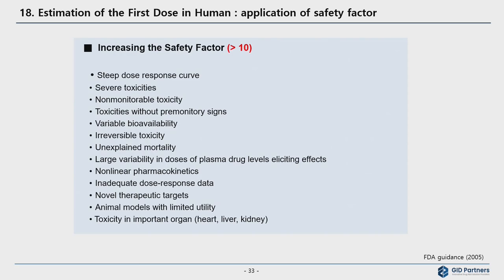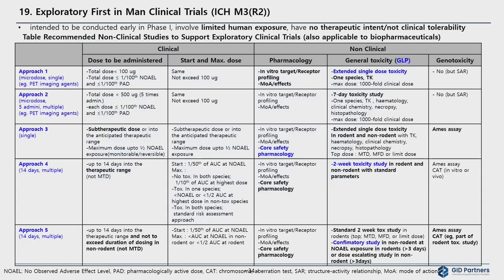For instance, if there's a steep dose response curve, if there is a toxicity that cannot be monitored, if there's a sudden death without pre-symptoms, and if there's also a variable bioavailability or irreversible toxicity. And if you have toxicity in the key organs, then a safer first dose has to be calculated. In those cases, the safety factor would be increased to be higher than 10.